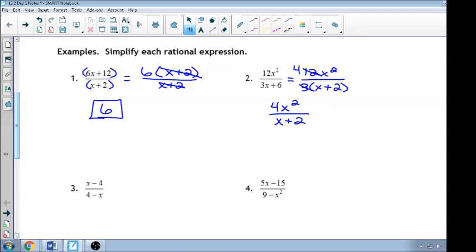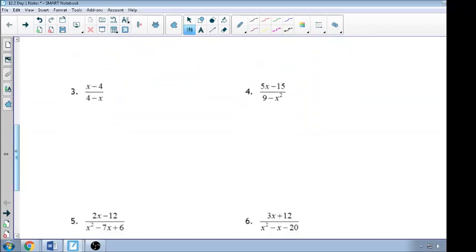At this point, you may be thinking to yourself, well, I should be able to cancel those x's out. But remember what I said on the first example. If there is addition or subtraction, that x is stuck with the 2. The only way to cancel that x is if you cancel the whole expression x plus 2, and I would need an entire expression x plus 2 in the numerator to do so. So at this point, I am done. Okay? On to problem 3.